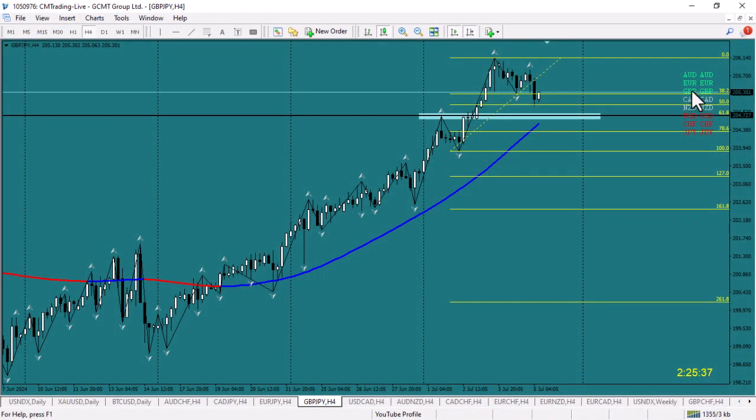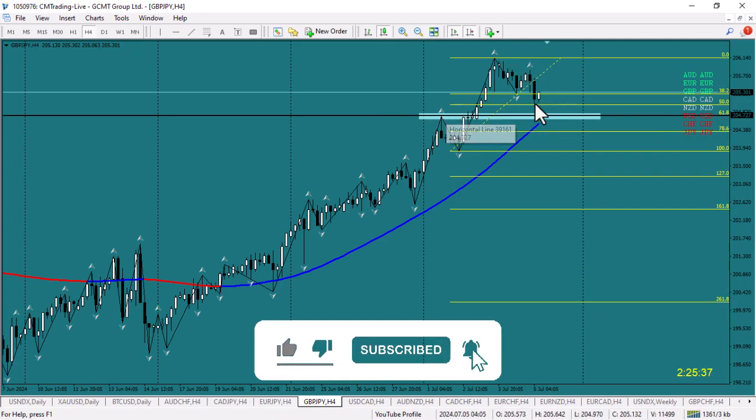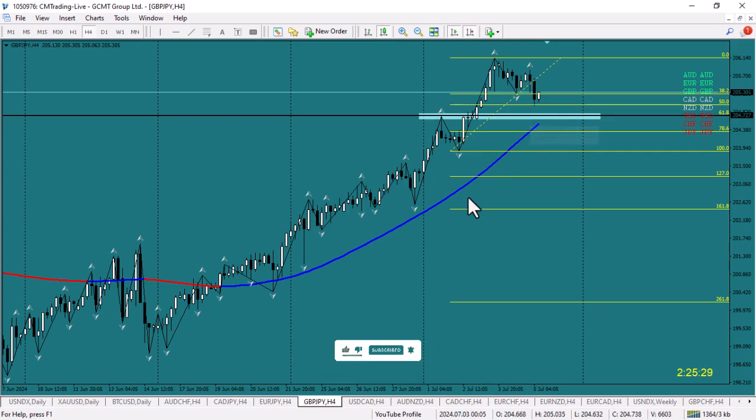Pound yen, pound green zone, yen red zone. So, retest Fibonacci swing, 61% right at structure here. Once I get a test, candle reversal, I'll take a long.